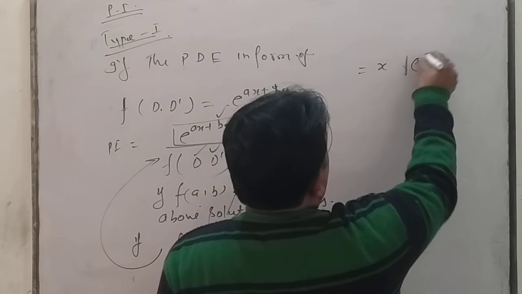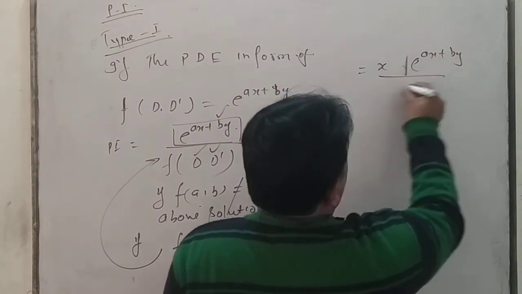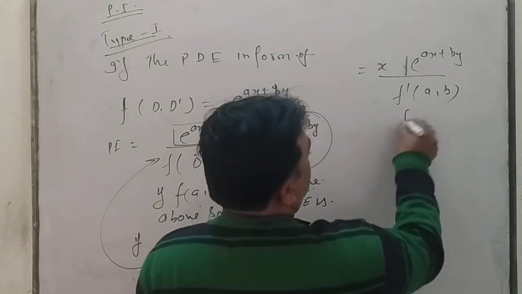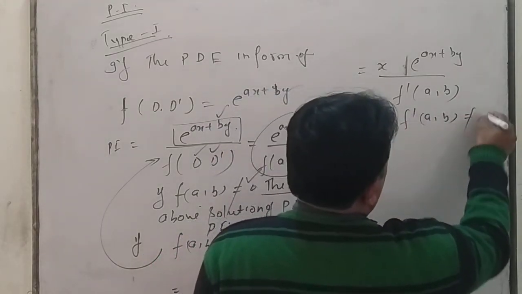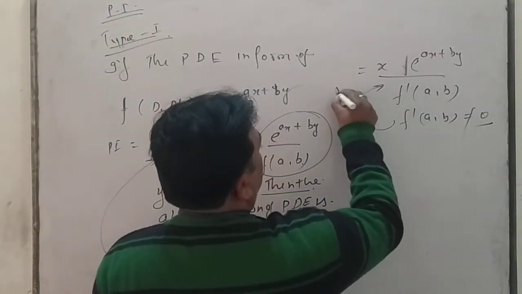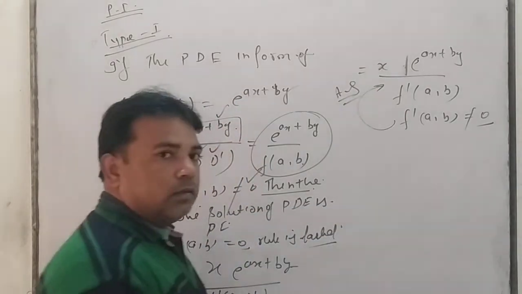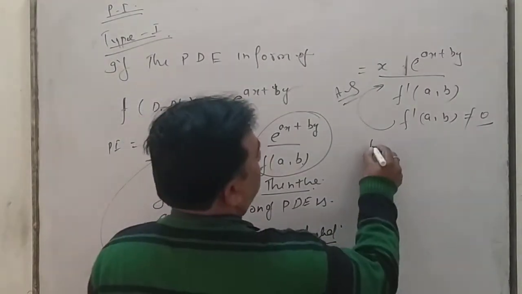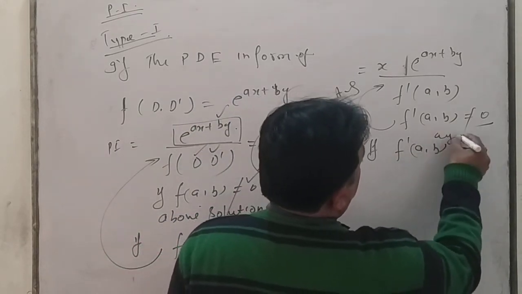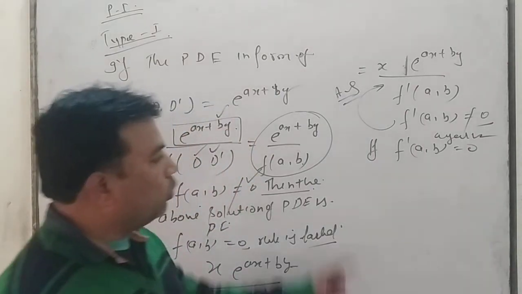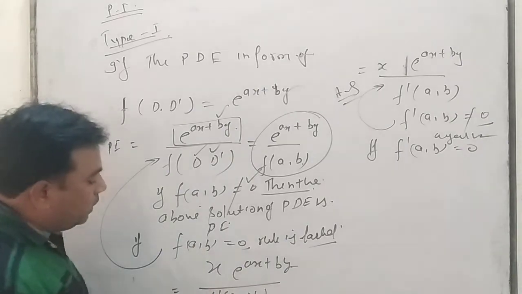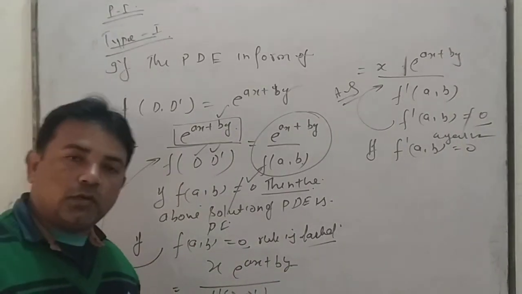So x e to the power ax plus by and f dash a comma b. Again a similar process: if f a comma b does not equal 0, then the value of this is the answer of PI. And the same process: if f dash a comma b equals 0, again 0, then the rule shall fail. Similar process we apply, again multiply by x, after then differentiate the denominator with respect to d.